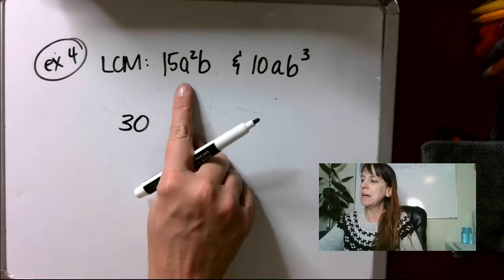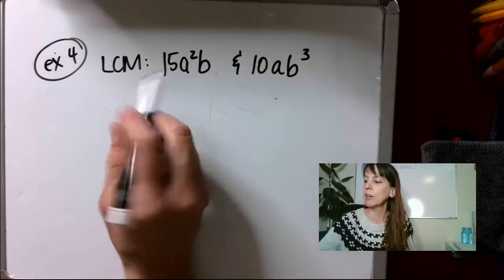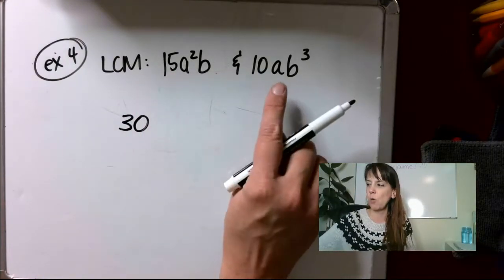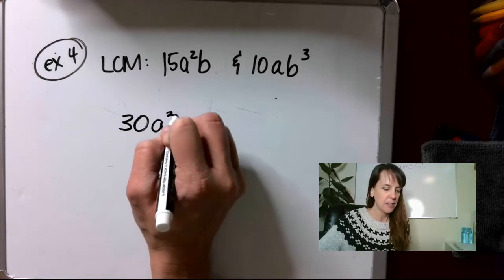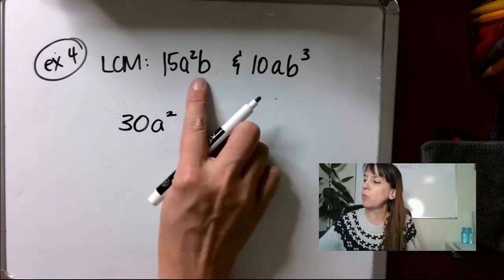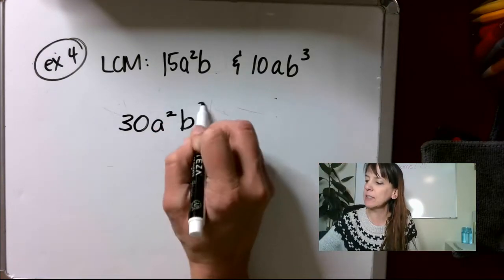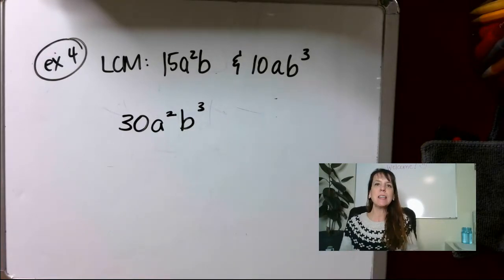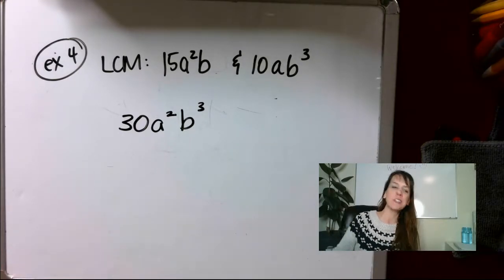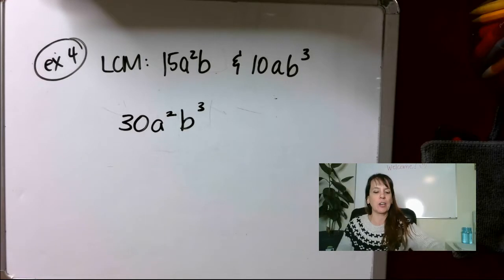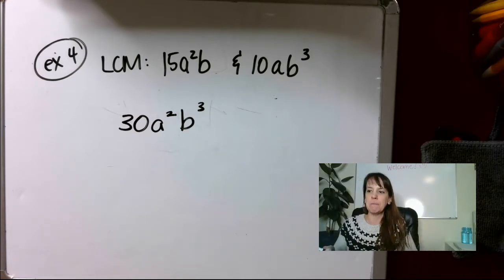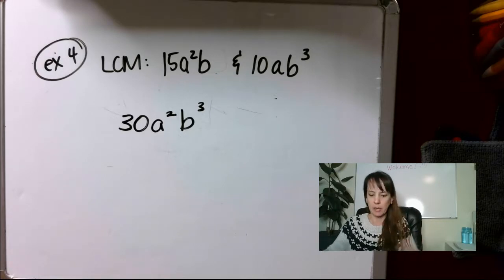Now we have to deal with the variables. We always have to take the max number. This has 2 a's, this has 1 a, so we have a squared. This has 1 b, this has 3 b's, so we have to have at least 3 b's. So guys, this is going to be important when we're adding fractions that have variables in the denominator, you'll see how we need to find that least common multiple so that we can have a common denominator, right?